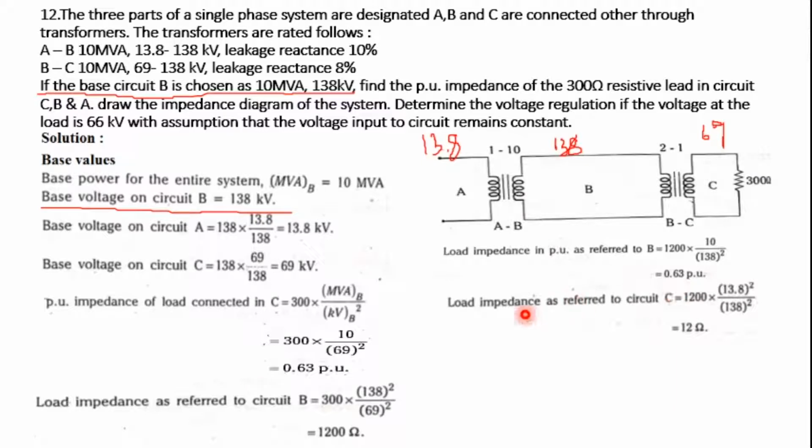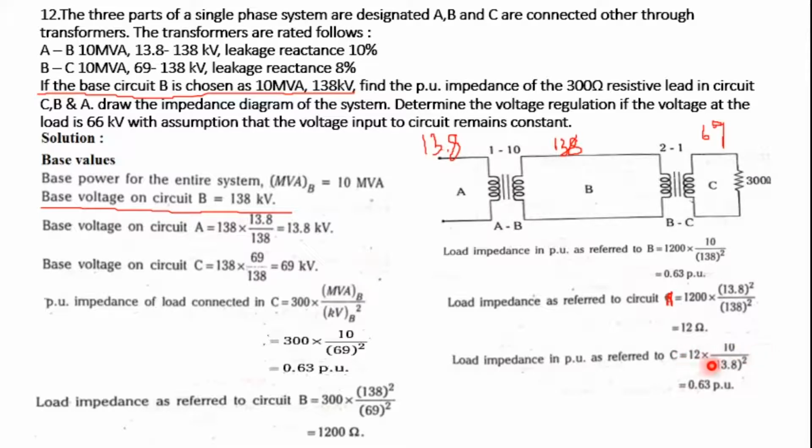Similarly for the A circuit. Okay, this is not the C, this is circuit B, and this is supposed to be the A circuit. Already we know that this is 1200 ohm into the ratio 13.8 by 138 squared. This value will be 12 ohm.